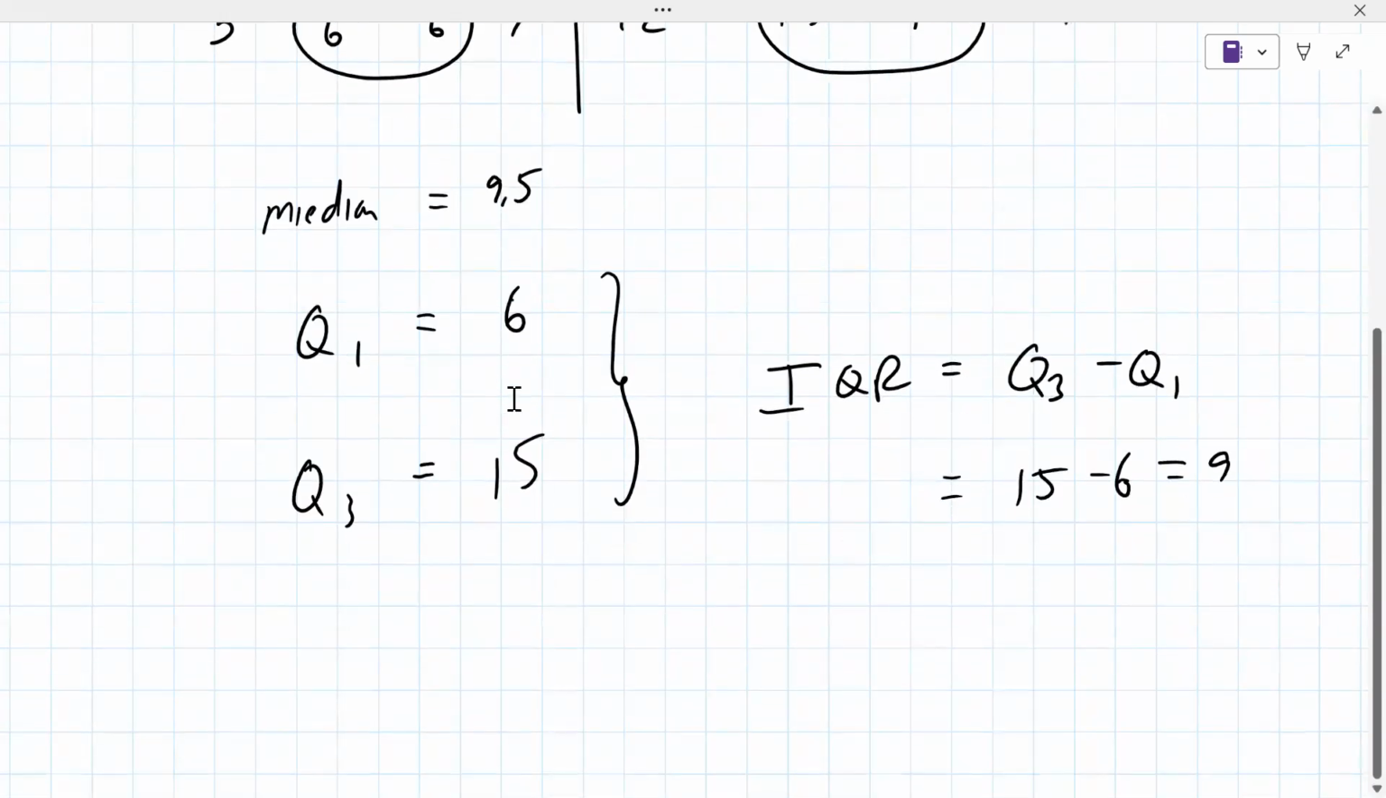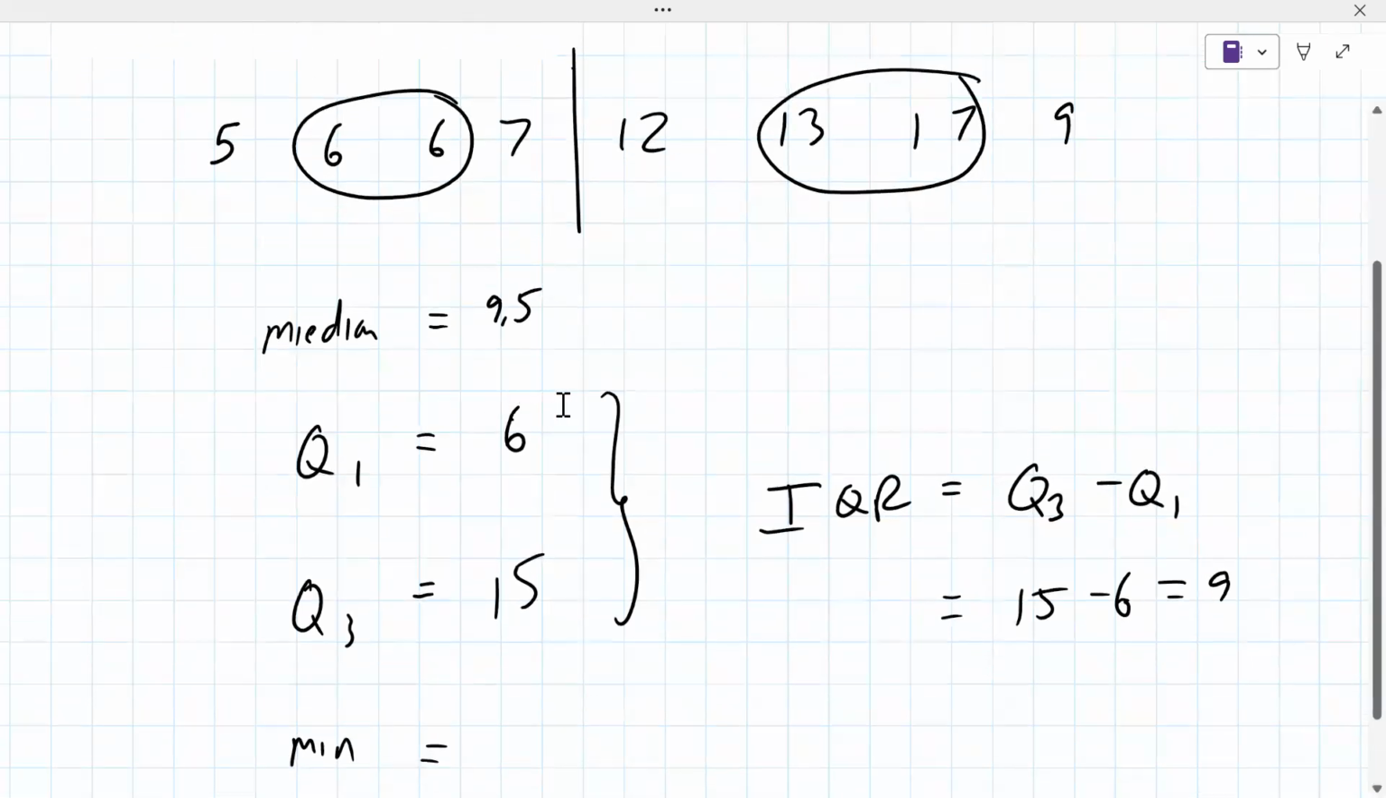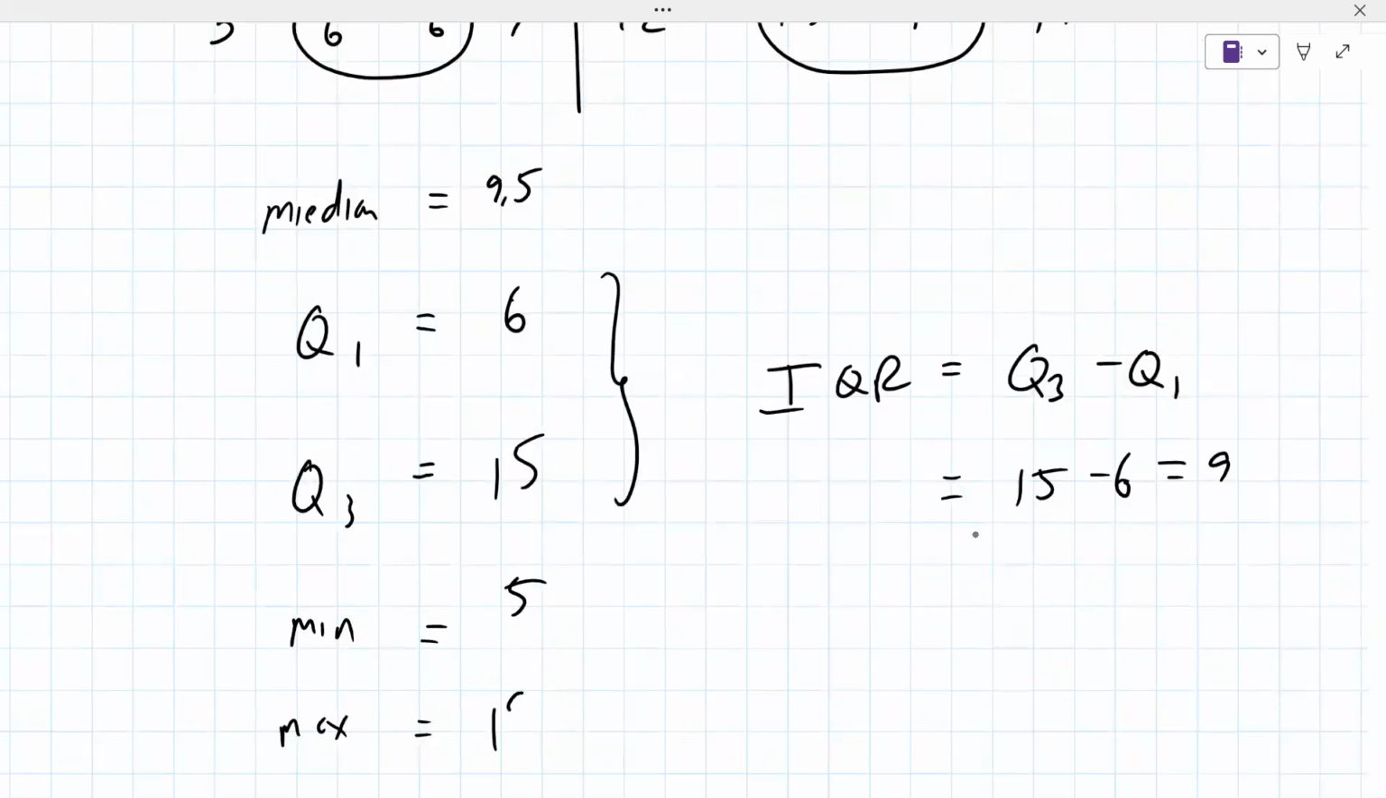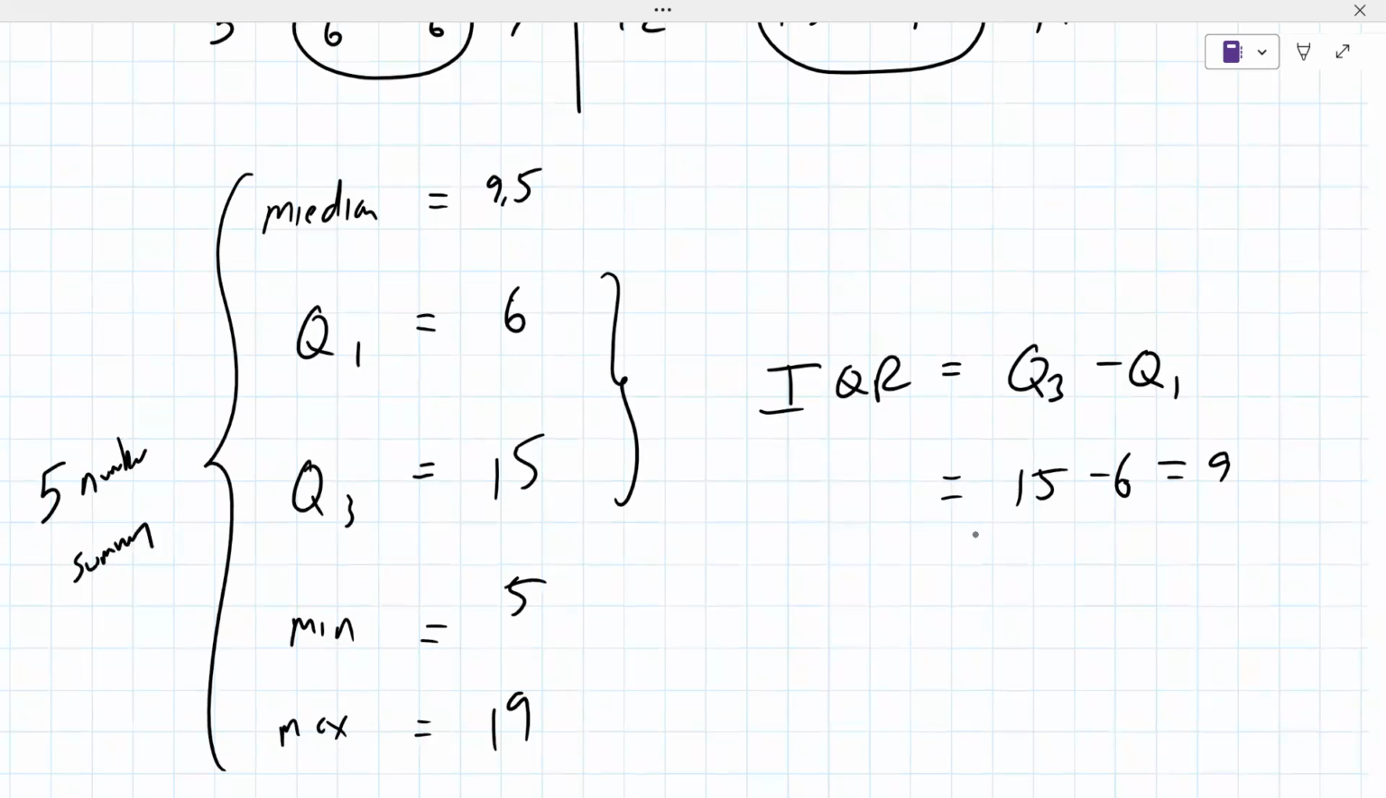The next thing is the min and the max. What's the min? What's the max? The min is 5. The max is 19. Okay. So this is your 5-number summary. Have you heard that before? Yeah. Okay. That's your 5-number summary, so that is what you need to plot your box plot.